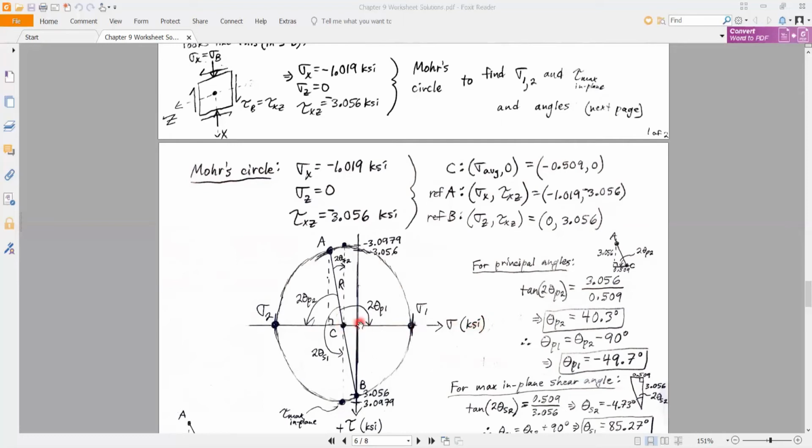Sigma is positive going to the right. Tau is positive going down. And then our reference point here, point A, is sigma x, comma tau xz. So negative 1.019, comma negative 3.056.